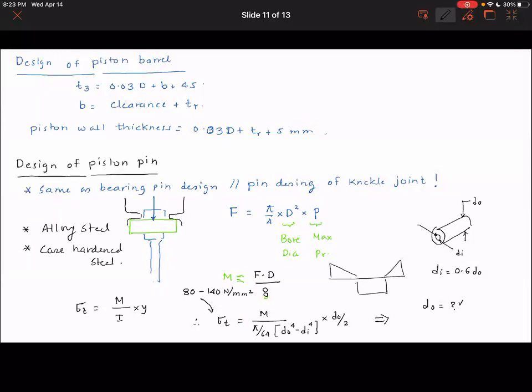Why do we use case hardened steel? Because the pin is subjected to high surface loads and high surface stresses. That's why we want that pin to be case hardened. Okay, so any questions on the piston design?